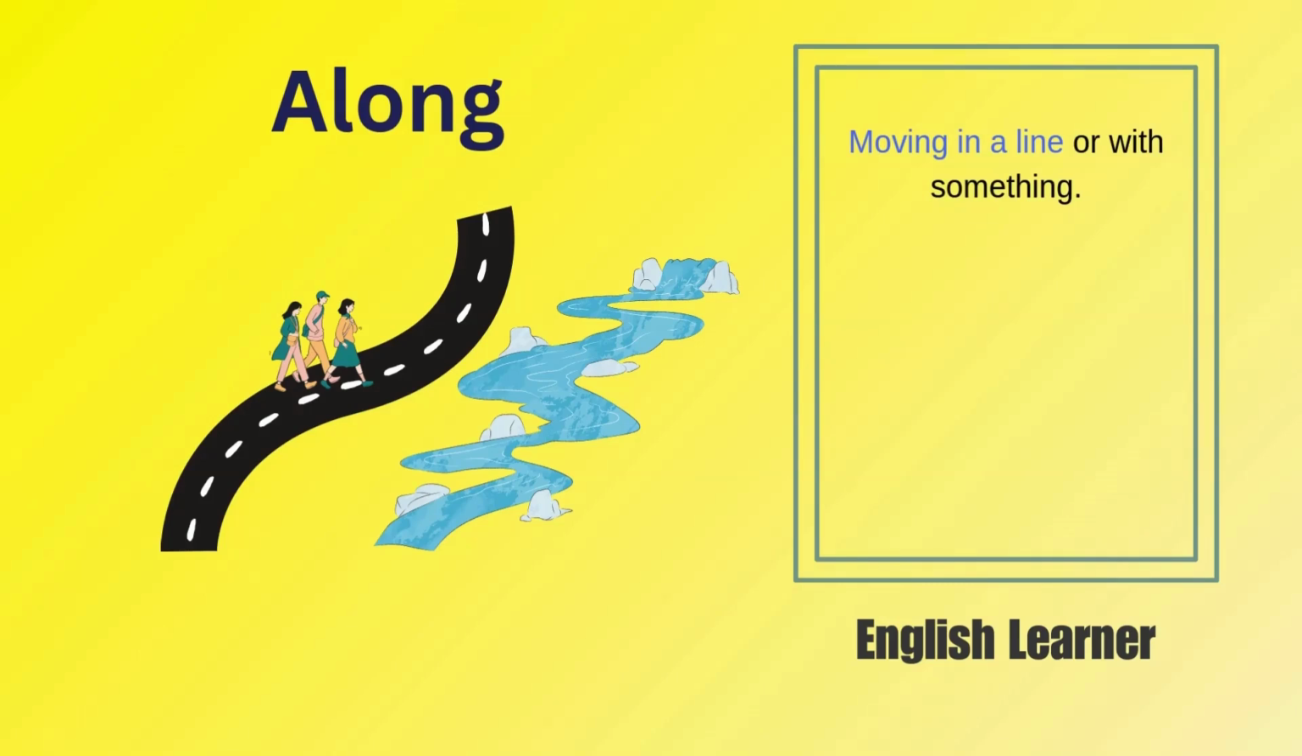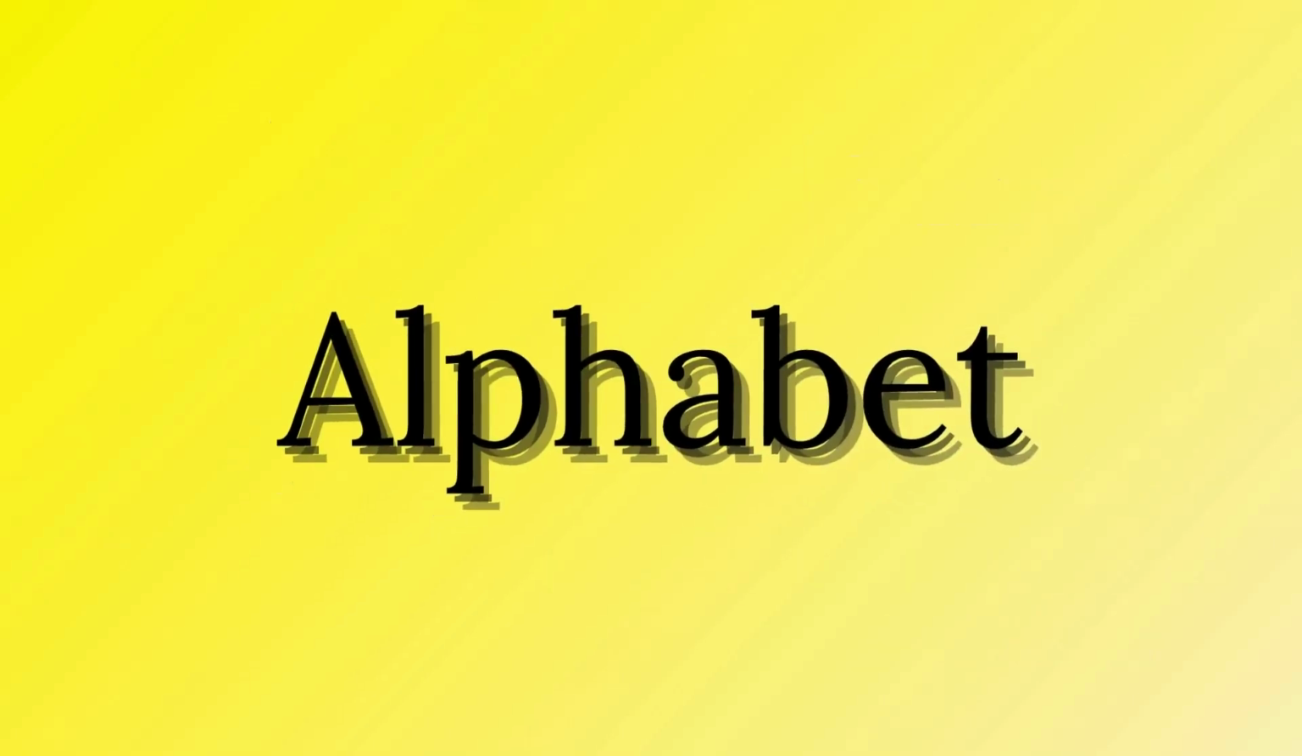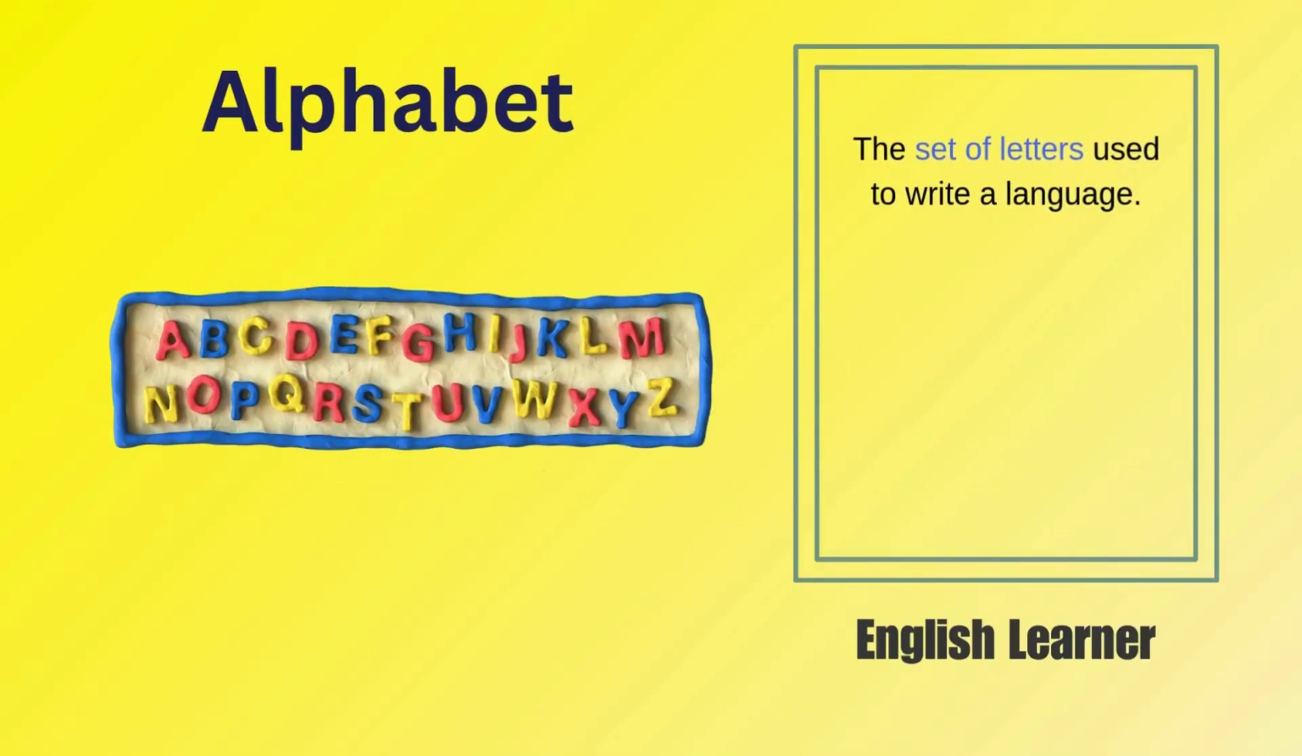Along. Moving in a line or with something. Example. We walked along the river and enjoyed the view. Aloud. Out loud, in a voice that can be heard. Example. The teacher asked us to read the story aloud. Alphabet. The set of letters used to write a language. Example. The English alphabet has 26 letters.